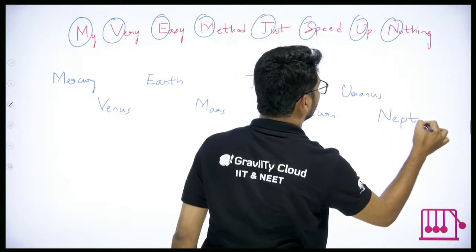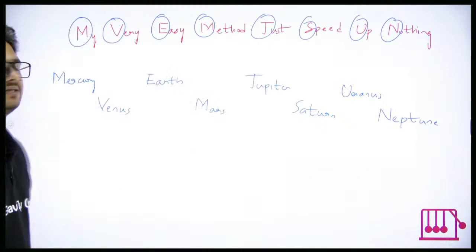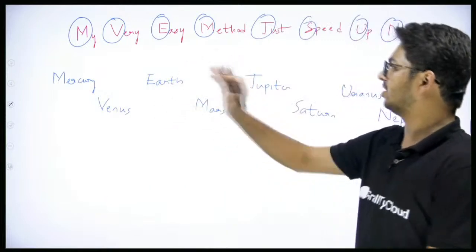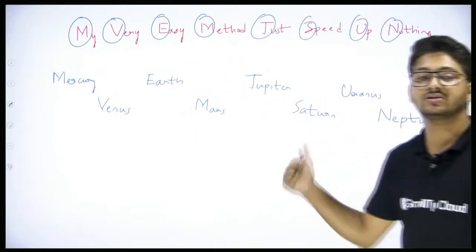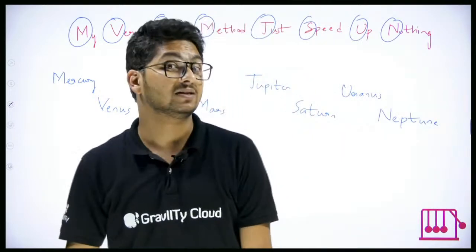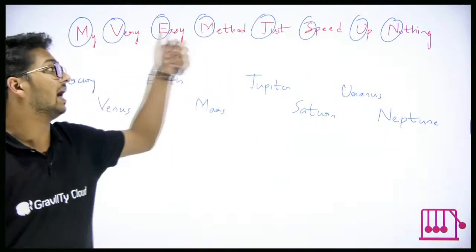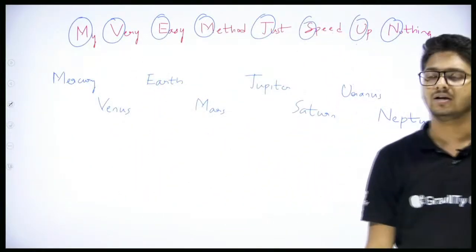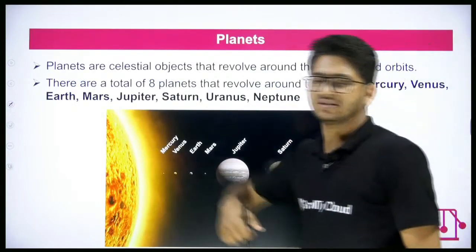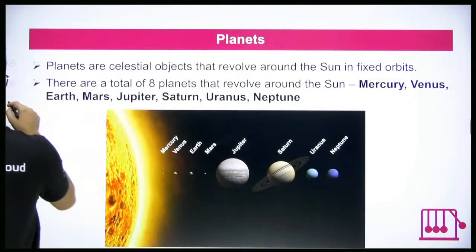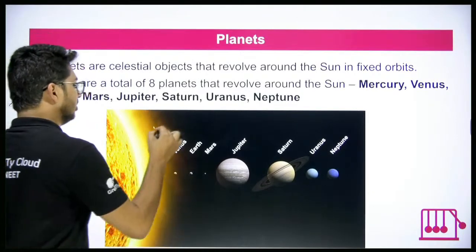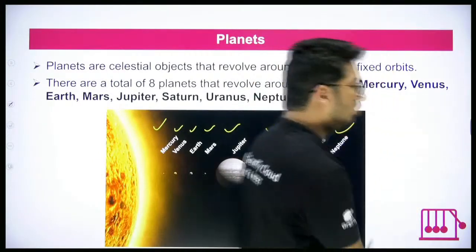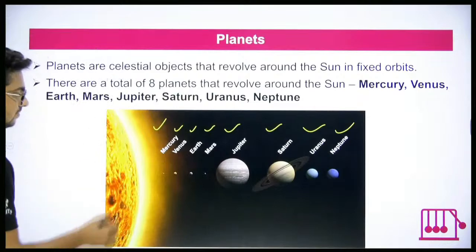So how many do we have here? We have 8 planets, and the closest one to the Sun is Mercury. So you have to start from Mercury, Venus, Earth, Mars, Jupiter, Saturn, Uranus, and Neptune. My very easy method just speeds up nothing. That is the way we remember it. Okay, and this is the proper order of planets from the Sun. You can look at the order in the image also. Mercury, Venus, Earth, Mars, Jupiter, Saturn, Uranus, and Neptune. And obviously this here is the Sun.